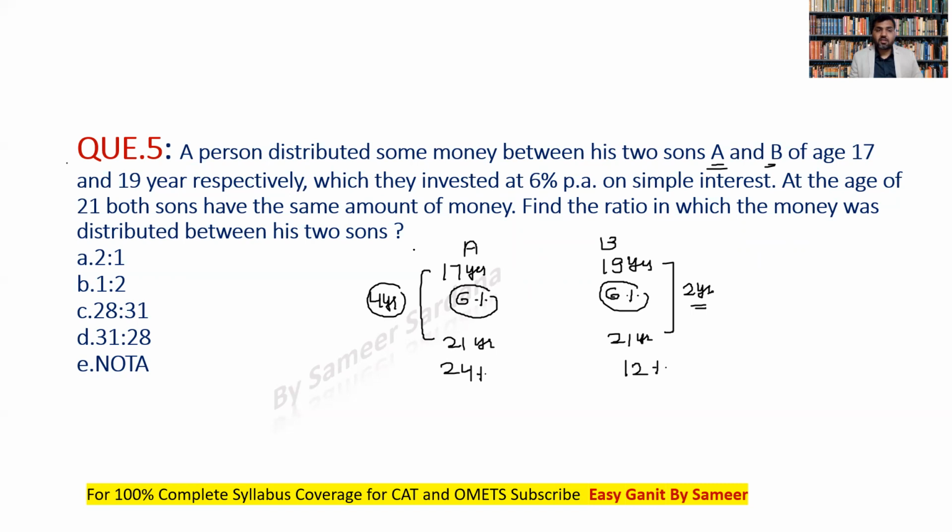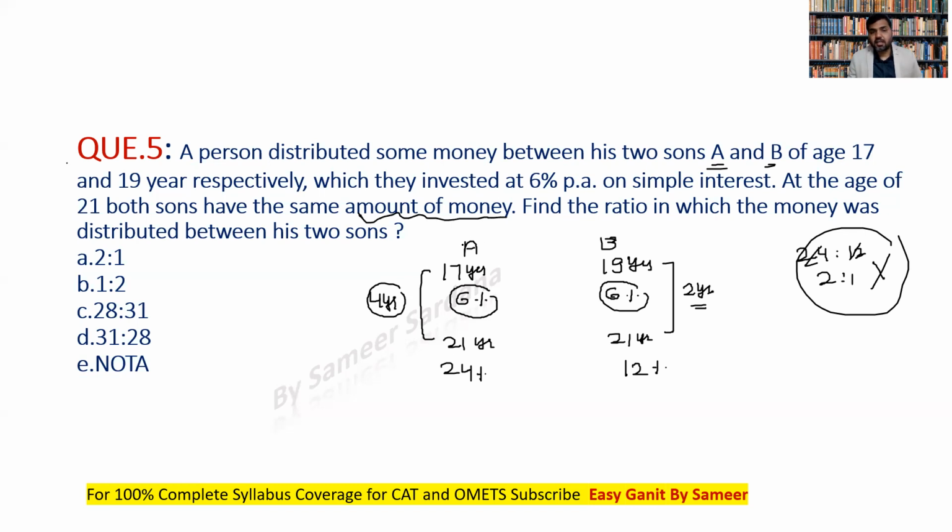Now, you see that many of you make the mistake of finding the ratio of 24 and 12 and marking the answer as 2:1. That's completely wrong. Why is it wrong? Because it's not written that the interest that both of these two people are earning is the same. It's the amount of money that they have that is the same.